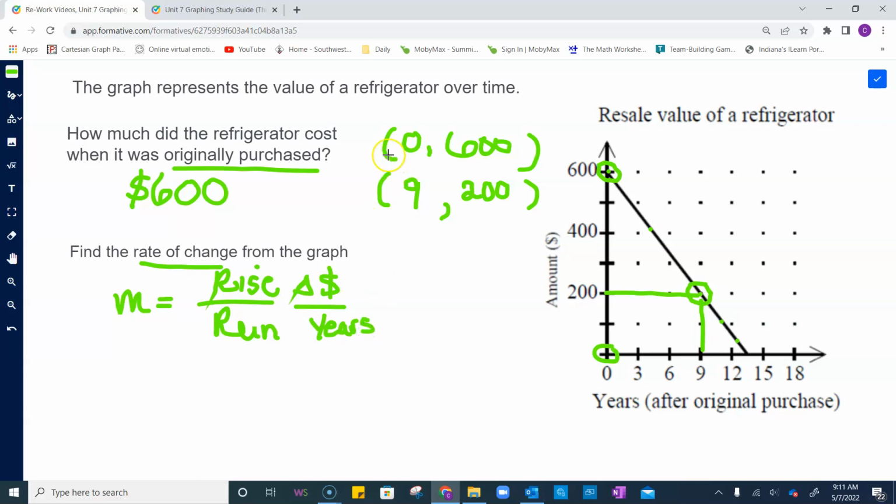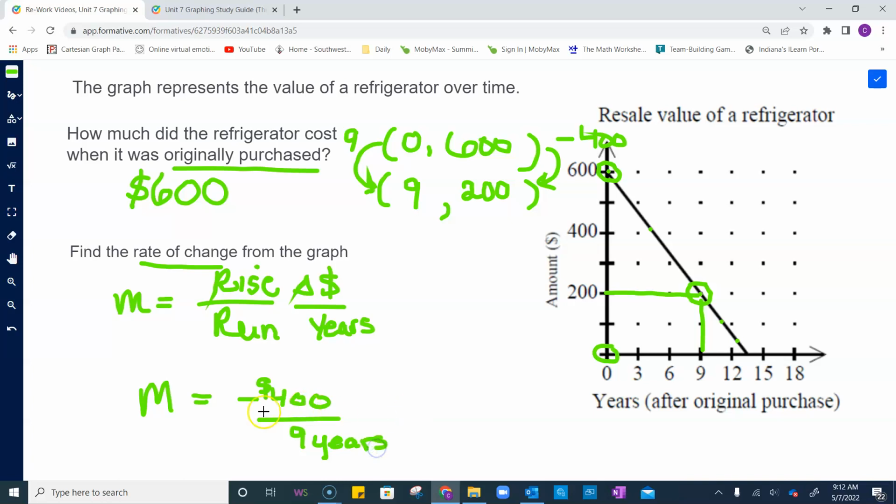To find change, we just look over here and we say, hey, how much did our years change? They went up by 9 years. How much in between these 2 points did the money change? It went down 400. So our rate is down 400. That's the money, down $400 every 9 years. So that would be the rate of change. That's one way to express it.